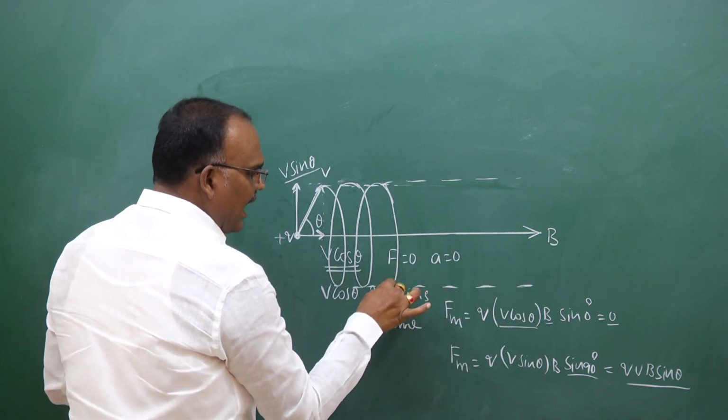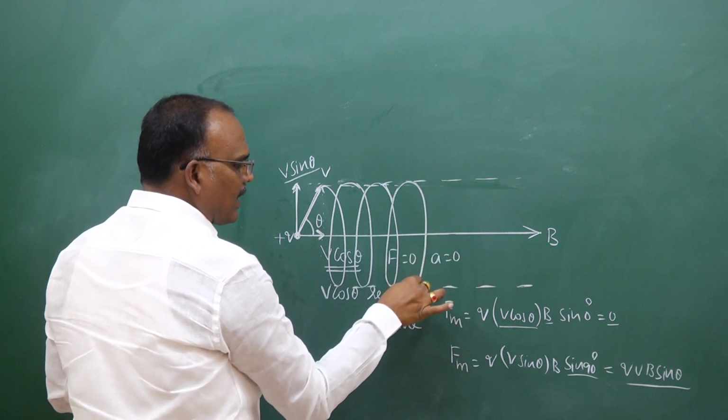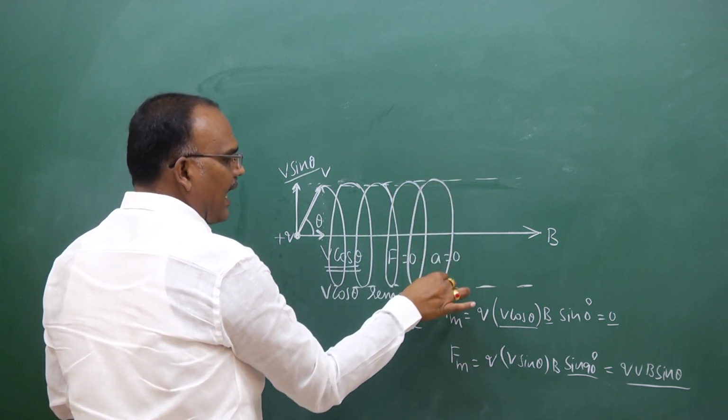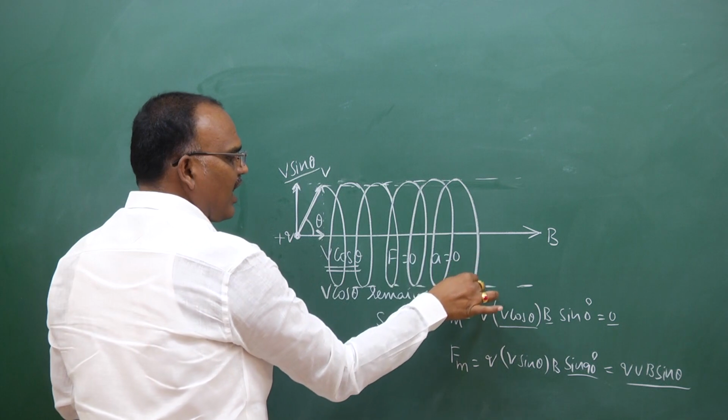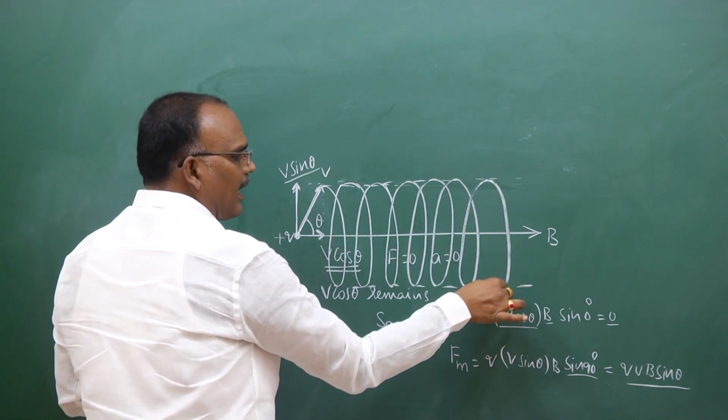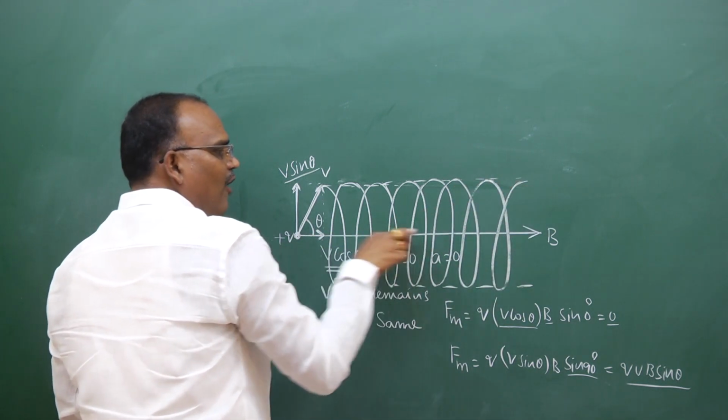Without increasing the radius, this charged particle moves along the x-axis because the v cos theta component is taking the charged particle forward.